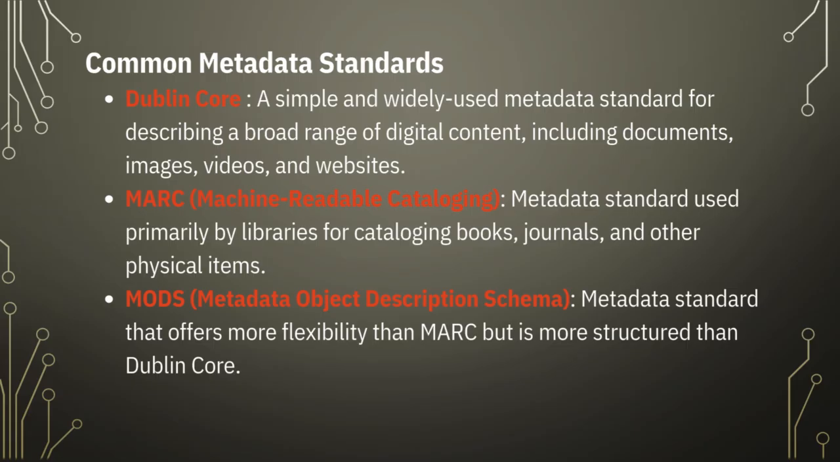Second, MARC, or machine-readable cataloging. MARC is a more complex metadata standard used primarily by libraries for cataloging books, journals, and other physical library materials. It uses highly structured fields and subfields to store detailed bibliographic information. In traditional and integrated library systems, MARC records form the backbone of online public access catalogs. For example, when a user searches a library catalog for a printed book, the information displayed, such as author, title, edition, and publication details, is retrieved from a MARC record.